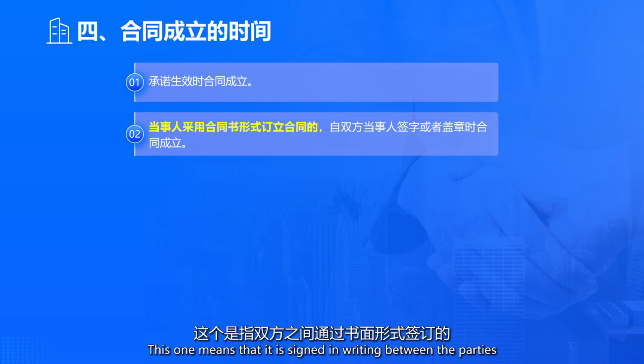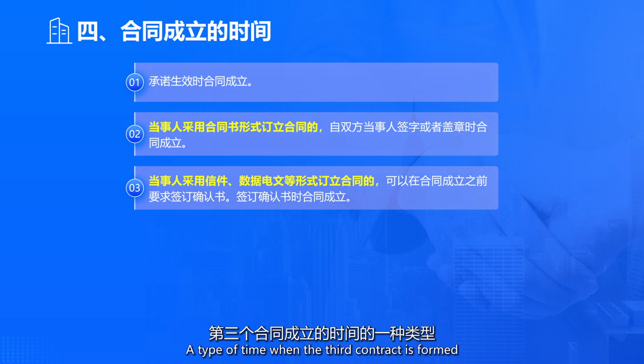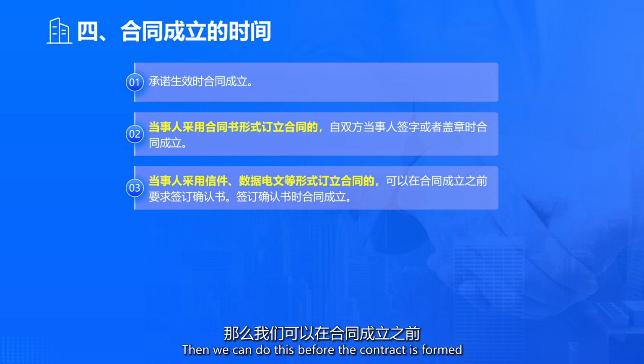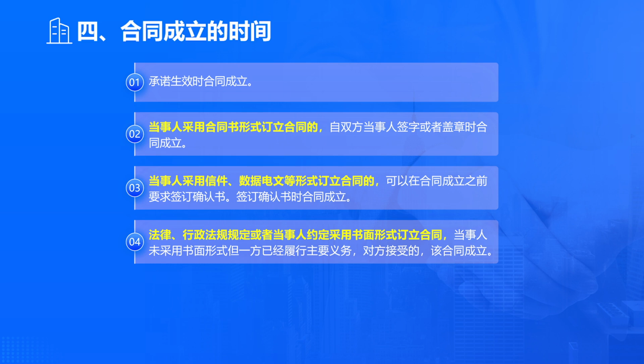This one means that it is signed in writing between the parties. Signed and sealed. The third type of time when the contract is formed: let's say the parties use letters, data message, such a form to conclude a contract. Then we can ask for a confirmation before the contract is formed. When you sign this confirmation, the contract is established. The fourth case: provisions of laws and administrative regulations, or the parties agree to conclude the contract in writing.